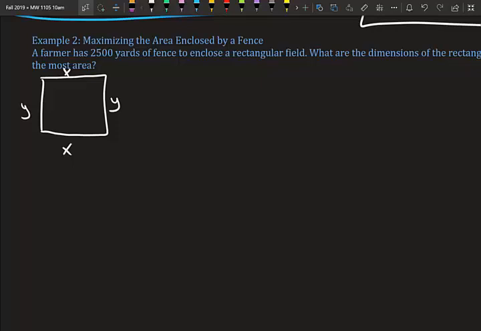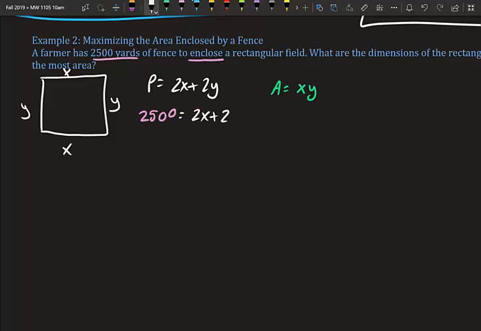We also know formulas to do with rectangles. Perimeter is 2x plus 2y, and area is base times height, which is just x times y. Those are the 2 formulas we should associate with rectangles every time. Perimeter is around, and around means to enclose. So we have 2,500 yards of fence to enclose whatever this is.